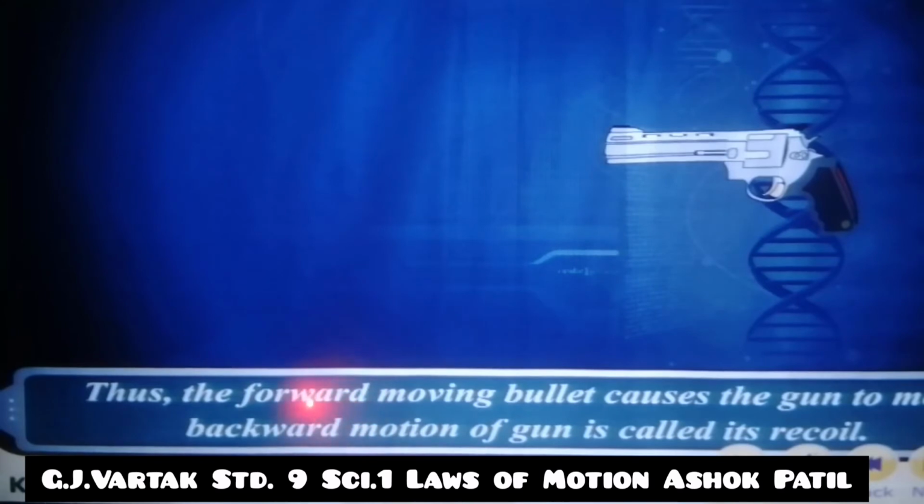Thus, the forward moving bullet causes the gun to move. Backward motion of gun is called its recoil. What is the definition of recoil? When the bullet shoots out from this gun, the bullet moves forward and the gun moves in the backward direction. That is the recoil.